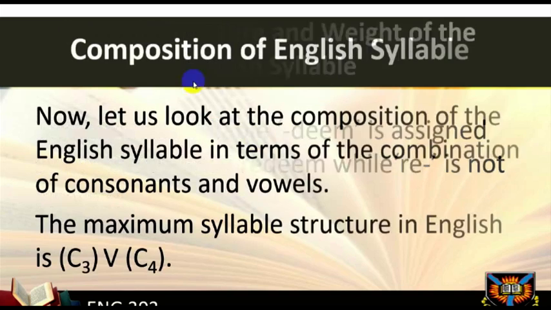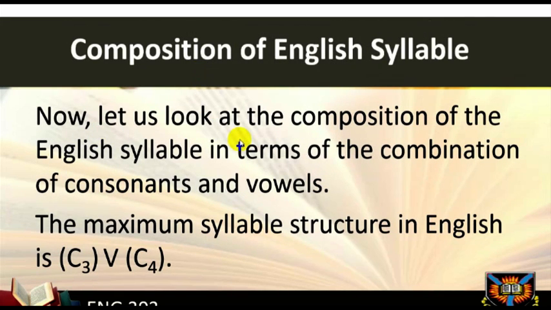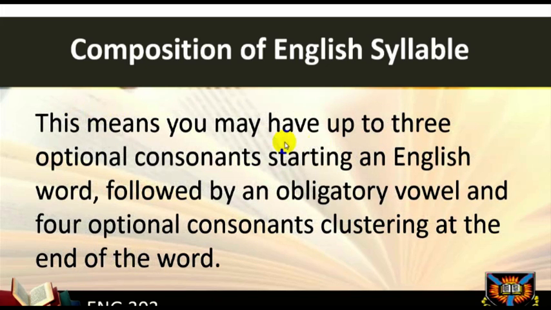Composition of the English syllable. Now let us look at the composition of the English syllable in terms of the combination of consonants and vowels. How complex is the English syllabic structure compared to some other world languages, especially Nigerian languages? The English syllabic structure is complex. The maximum syllable structure in English is C3VC4. This means you may have up to 3 optional consonants starting an English word, followed by an obligatory vowel and 4 optional consonants clustering at the end of the word.